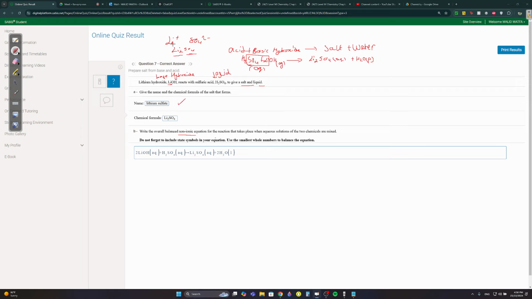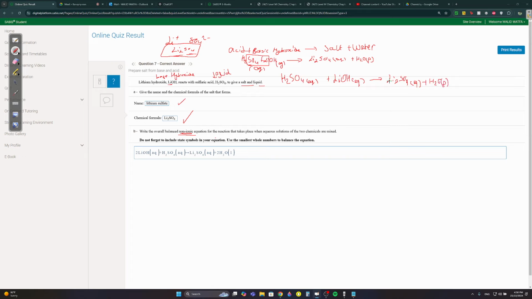Okay, what's the formula? We found it, Li2SO4. Easy. No gas produced, so they didn't ask about the gas. They said non-ionic. Non-ionic basically means just write the normal reaction. What's the reaction? It's this, H2SO4 aqueous plus LiOH, also aqueous, to produce Li2SO4, which is also aqueous, and H2O, liquid.